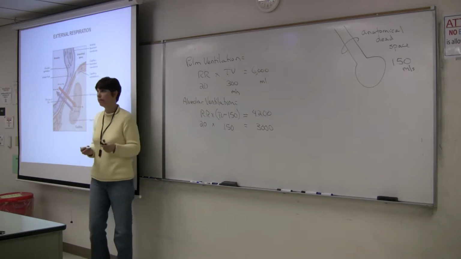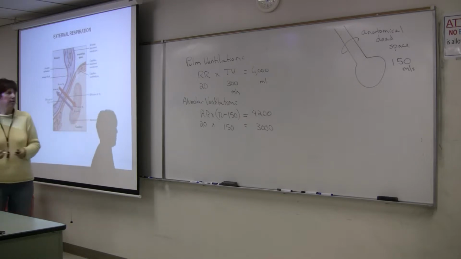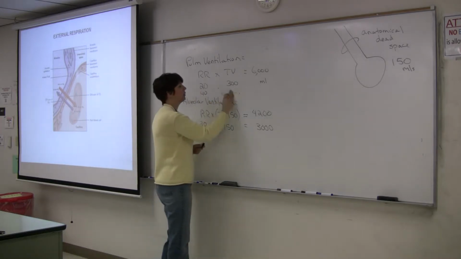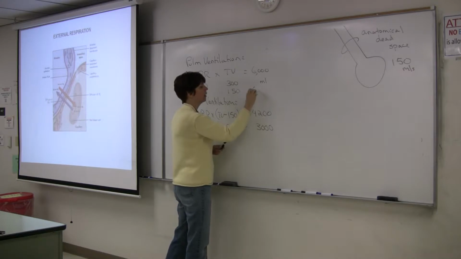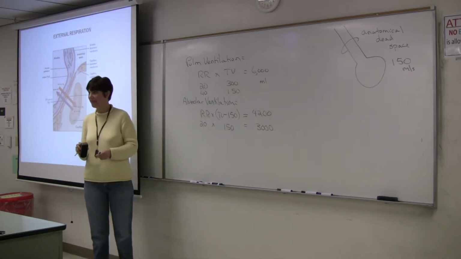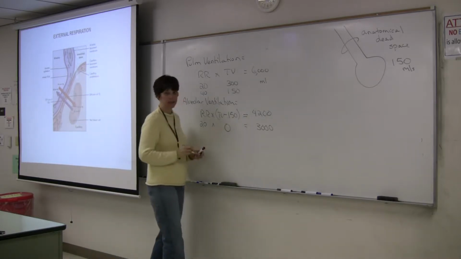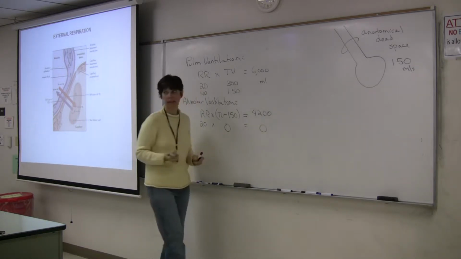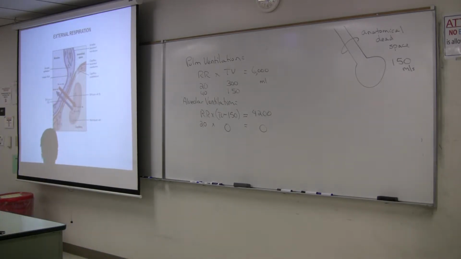Or, let's breathe really shallow. So if we increase our respiratory rate to 40 and decrease our tidal volume to 150, pulmonary ventilation is still the same. 150 minus 150 is 0. Alveolar ventilation is 0, even though we're breathing 40 times a minute. What we're doing is moving air in and out of our throat.